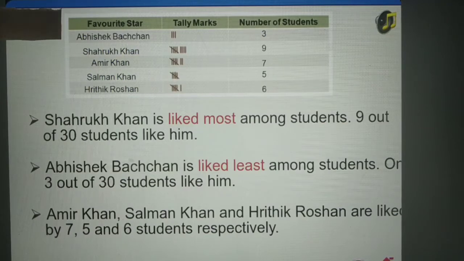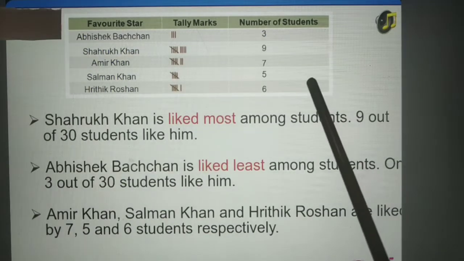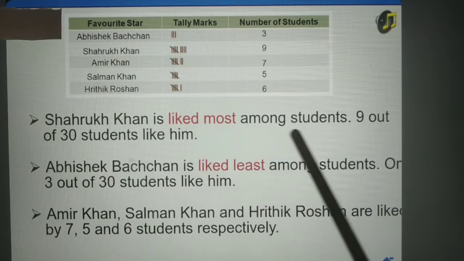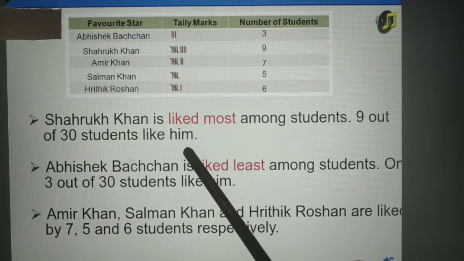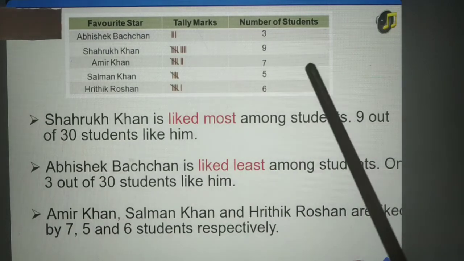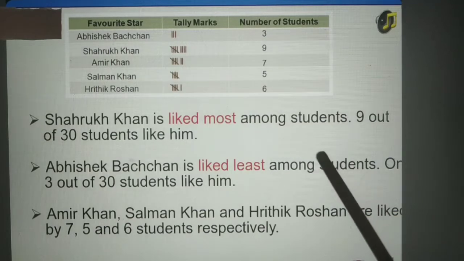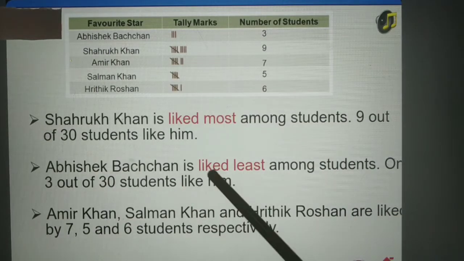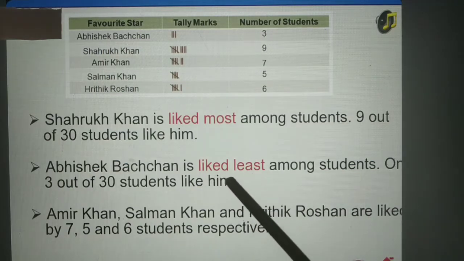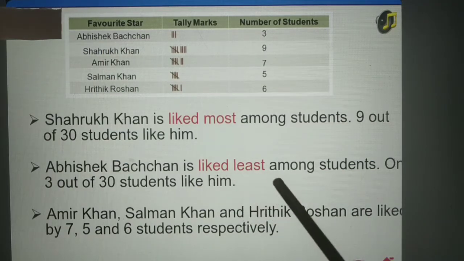Now students, see some observations from this tabular form. First, Shah Rukh Khan is liked the most among students. 9 out of 30 students like him. This is the first observation we get from this tabular form. Next, Abhishek Bachchan is liked the least among the students. Only 3 out of 30 students like him.